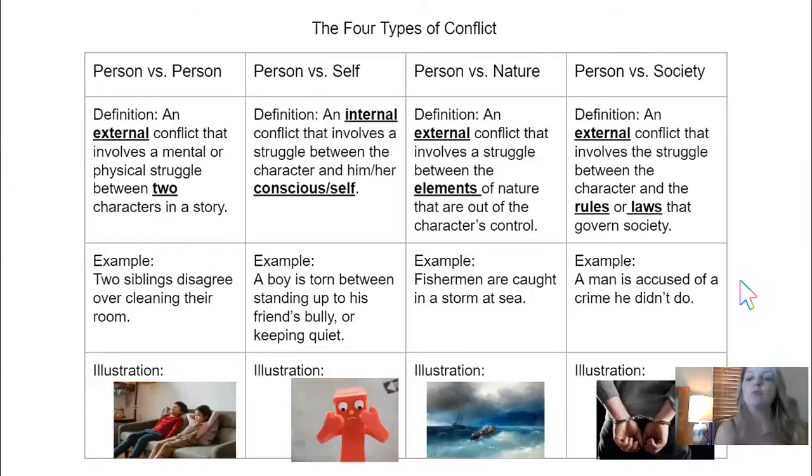And that's a good example of person versus society. Okay. So I hope you see the pattern here where most of these conflicts are external, meaning an outside force. One of them is internal, and that is person versus self. Okay? So, like I said, take as much time as you need to finish your chart. This was kind of our visual activity for the day, and make it however you would like.